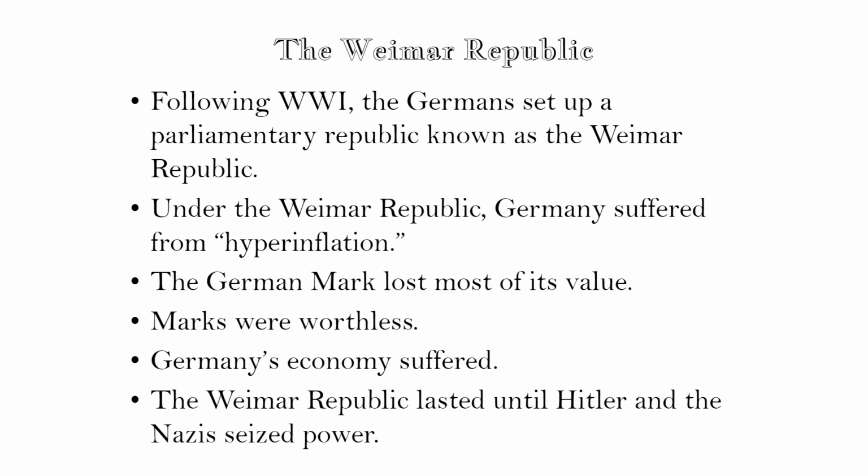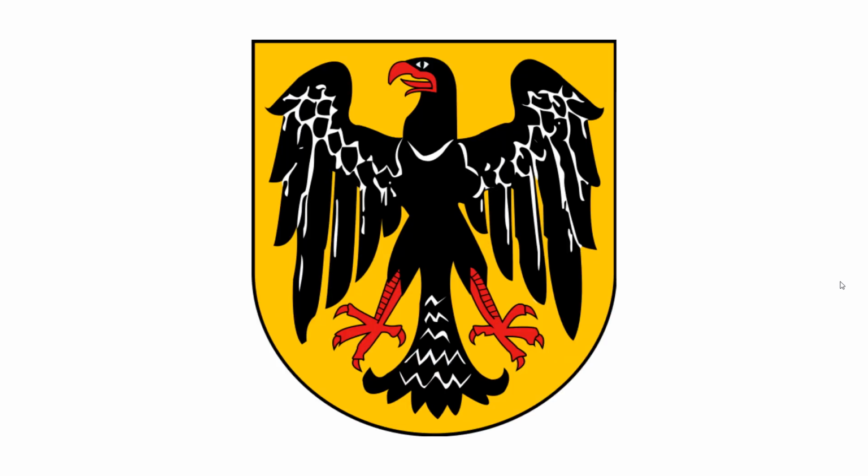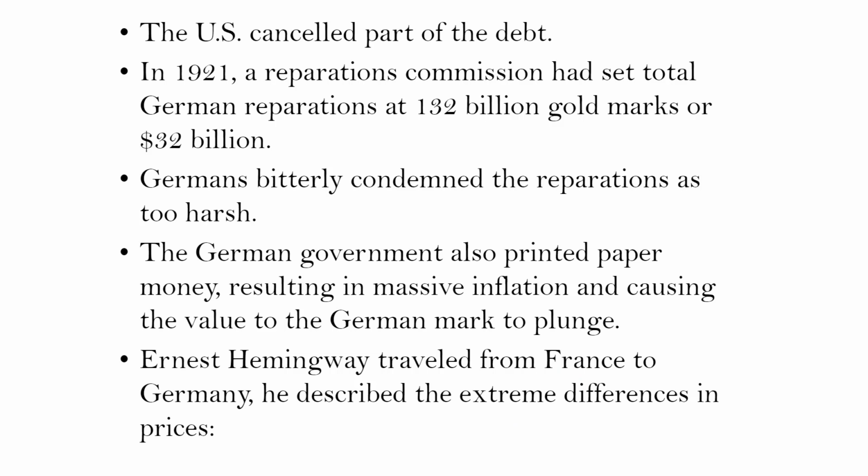And again, the German people were desperate. Again, hyperinflation. We've talked a little bit about normal inflation, and that's the symbol of the Weimar Republic. I'll show you a few pictures in a second, but hyperinflation is essentially when your money just loses all of its value. So the U.S. did go ahead and cancel part of the debt that Germany owed it. In 1921, a reparations commission had set total German reparations at 132 billion gold marks, or $32 billion.